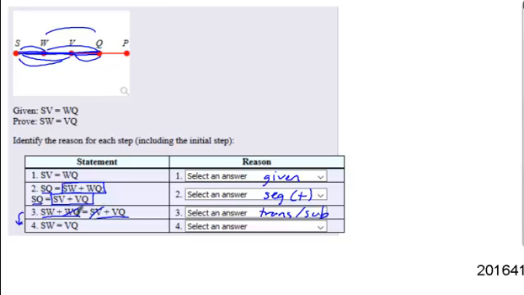Well, are WQ and SV equivalent values? Based on the givens, they are. So if I remove equals from equals, the remainders are equal. That is an example of the subtraction property. I can subtract equivalent values from each side and maintain the balance of that equation.